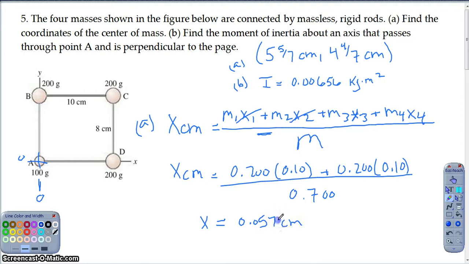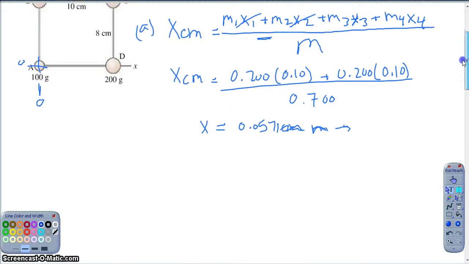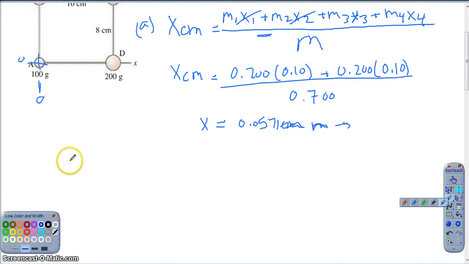Again, if you round it off, 0.057, I'm sorry, this would be meters because I've converted it. So this would be 0.0571 meters, or 5 5/7 centimeters is again what that would equate to. So anyway, we found our x position of the center of mass, right? You just do the exact same thing for the y position.